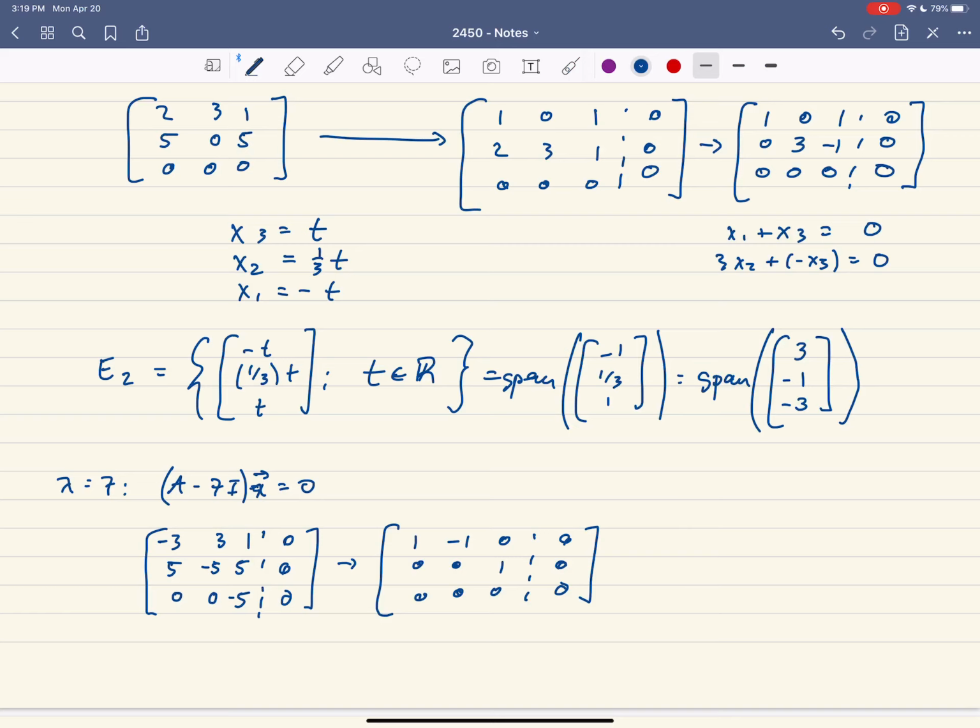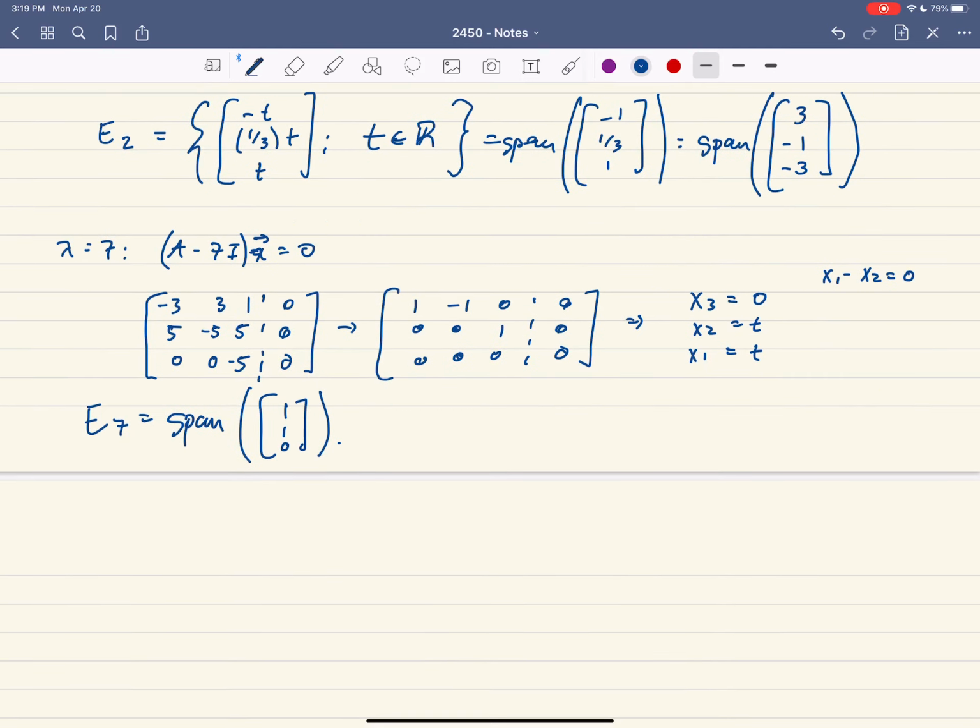It turns out that this is going to lead us to x3 is 0, x2 will parameterize by t, and x1 will be negative t. Nope, x1 will be positive t. They'll be the same, because I know that x1 minus x2 is 0. So if x2 is t, then x1 has to be the same t. And therefore, E sub 7 is going to be the span of the vector 1, 1, 0.